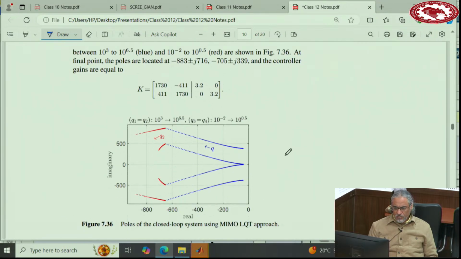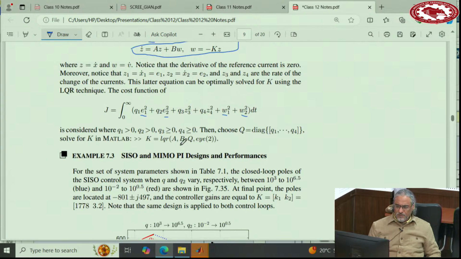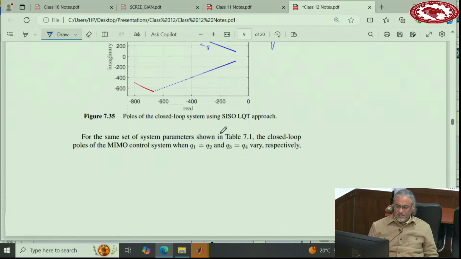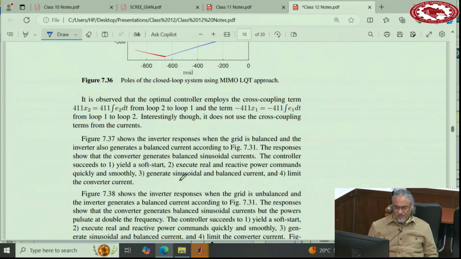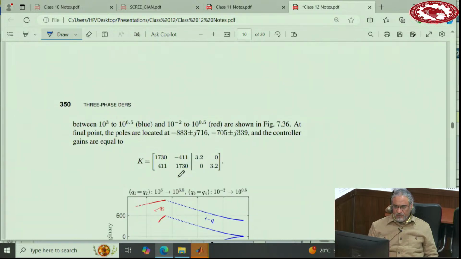For MIMO, you have 4 poles that move together. Once you first increase Q, all 4 move, and then you increase the other Q. So I chose these two Q together equal and these two together equal. So you can say I can only have two Q, one Q here, one Q here. All right. And then the matrix that you find is this one.